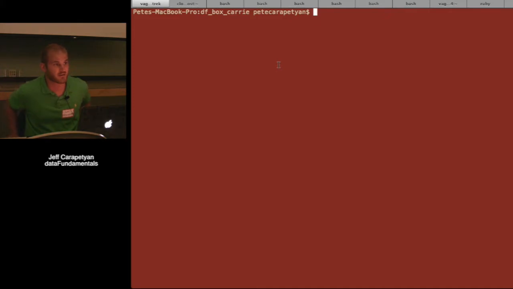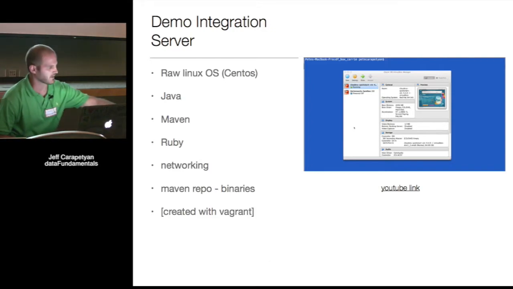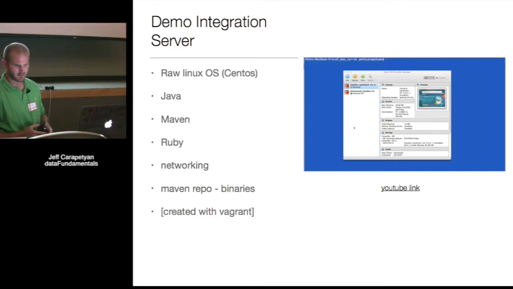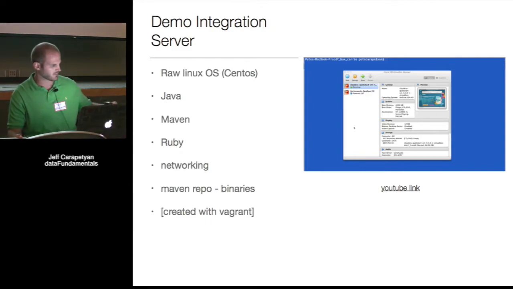All right, I'm Jeff. I'm the number 2 employee at Data Fundamentals, but I know I'm number 1 in your heart. And I'm the more operations-oriented guy for us in trying to get this stuff figured out. And so, as requirements were given to me by project management, I have to basically start off with a raw CentOS VM, and then install Java, Maven, Ruby, do a little bit of network config, maybe add a couple of Maven repos, and the tools I used were to go with Vagrant, and I can do all the configuration with Chef.